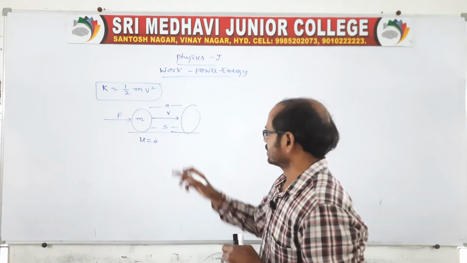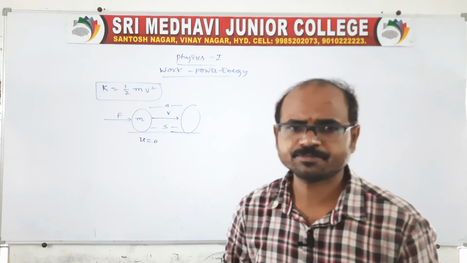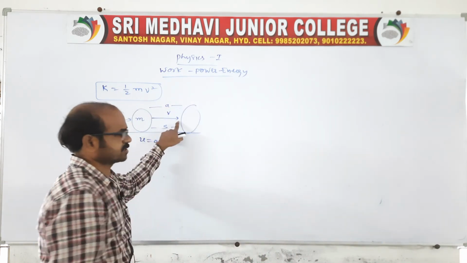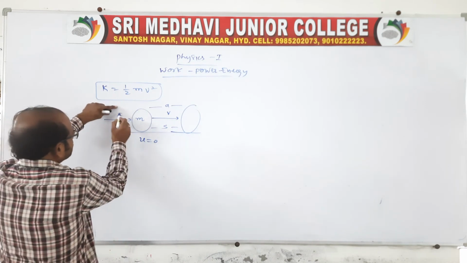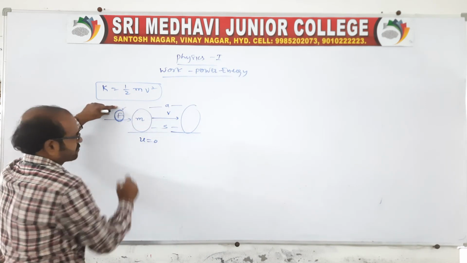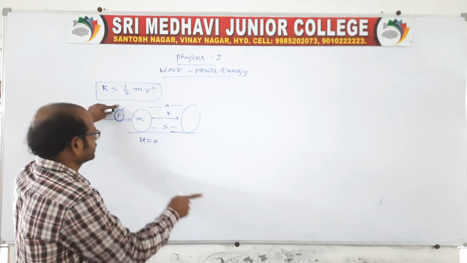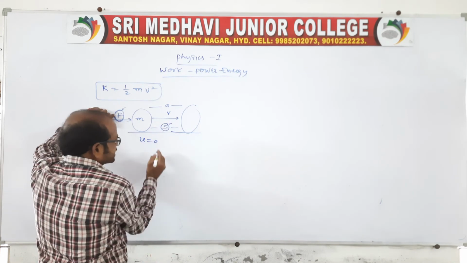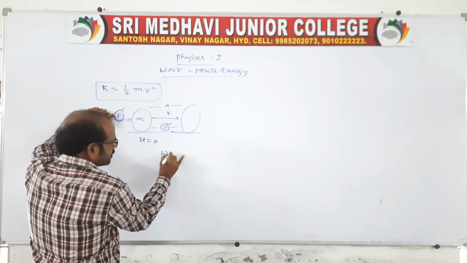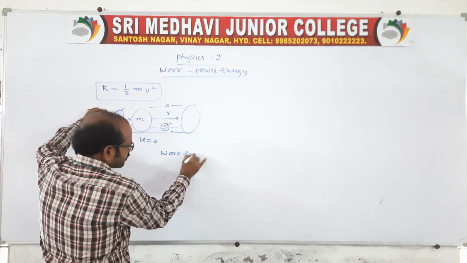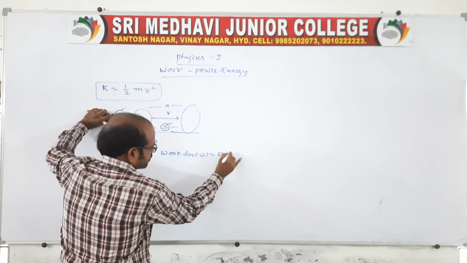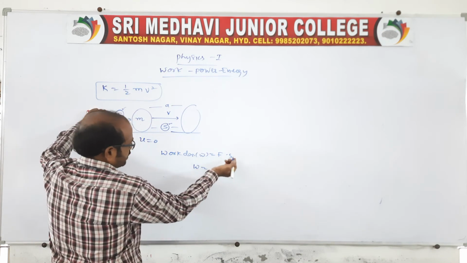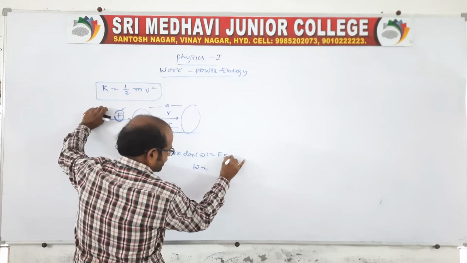Then the energy possessed by a body by virtue of its motion. Work is said to be done by applying a force F. Work is said to be done because of the force applied. Therefore, the body displaces through a distance S. There is a work done, which is force into displacement. So here, work done is equal to, of course, Fs cos theta.